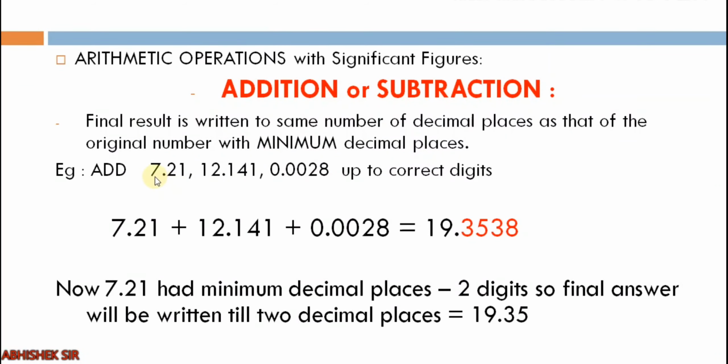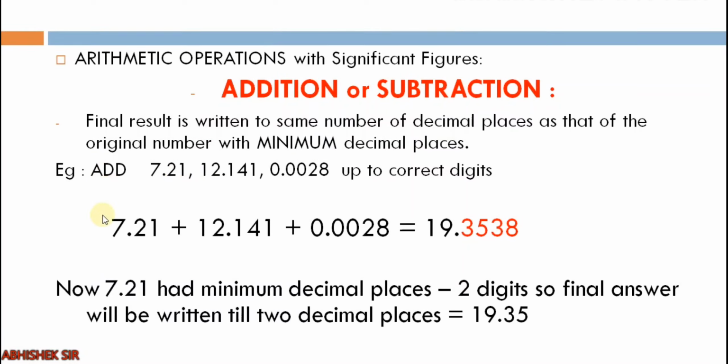So you see there are three numbers: 7.21, 12.141 and 0.0028. Now see the decimal digits, how many are there over here. After the decimal, two digits are there. Over here three decimal digits are there, and over here four decimal digits are there. So out of all three, which one is having minimum decimal places? This one, right? Two decimals.